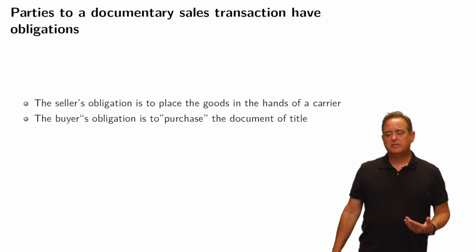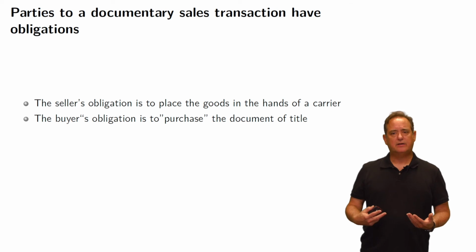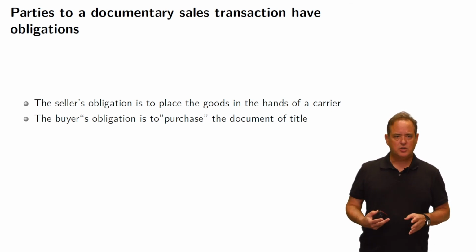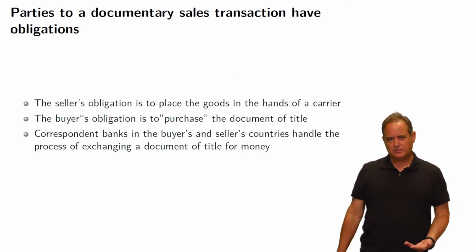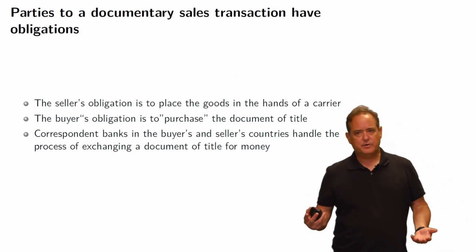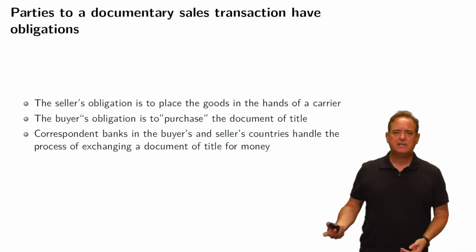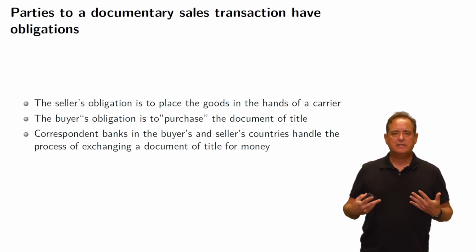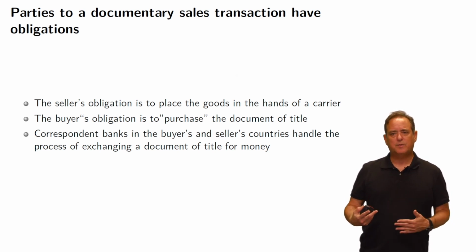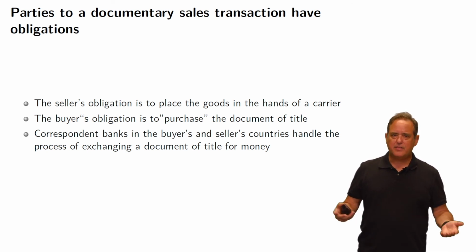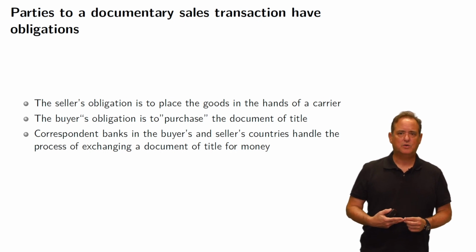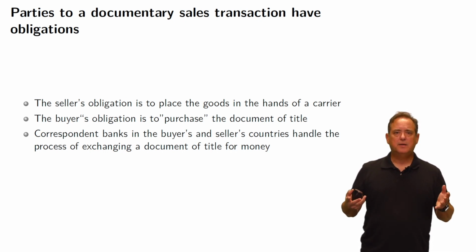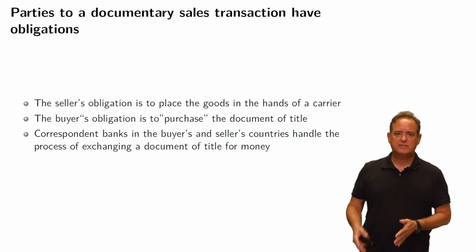The buyer's obligation is to purchase the document of title, meaning the buyer must not purchase the goods, but really must purchase the actual document of title. And we use banks in both the buyer's and seller's country to actually handle the process of exchanging a document of title for money. We often don't think of this other role that banks have. Banks have a role beyond simply loaning money and paying interest on money stored. The banking system plays a role in the transactions for the sale of goods.